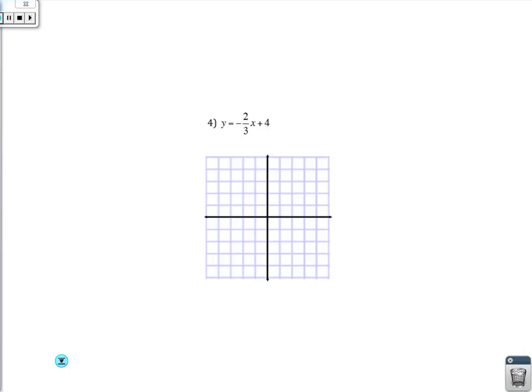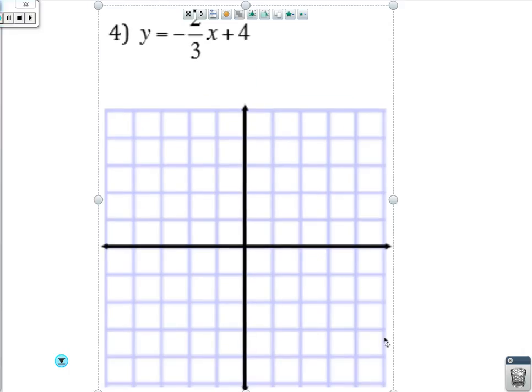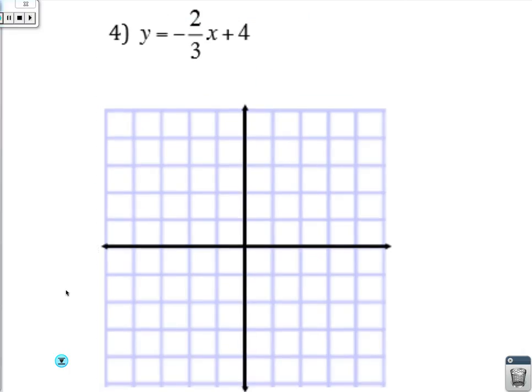That's enough for that. I'll graph this real quick, just to work. Negative 2/3 x plus 4. Your first point is plus 4, 1, 2, 3, 4. From there, that negative can be on top or bottom. So if it's on top, you're going to go down 2, right 3. If you want to put it on bottom, you'll go up 2 and left 3, and then go right. Same line. Any questions?